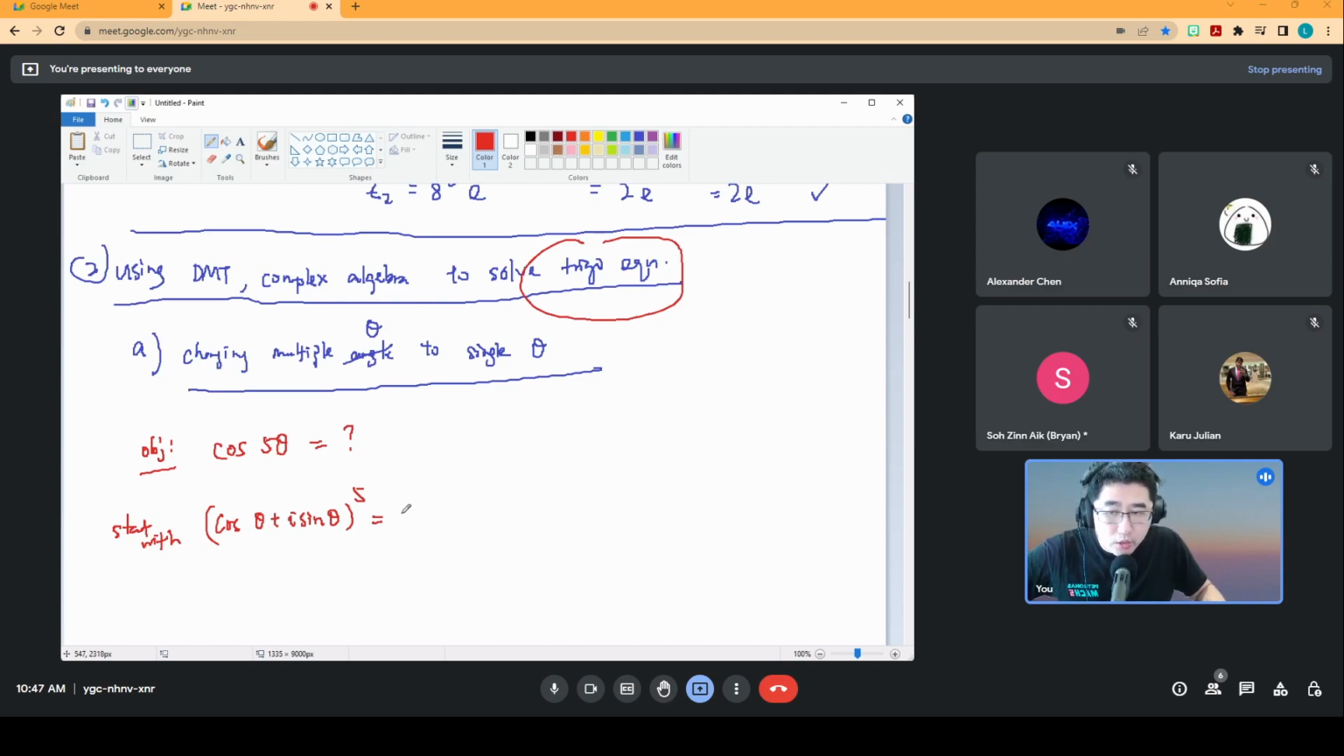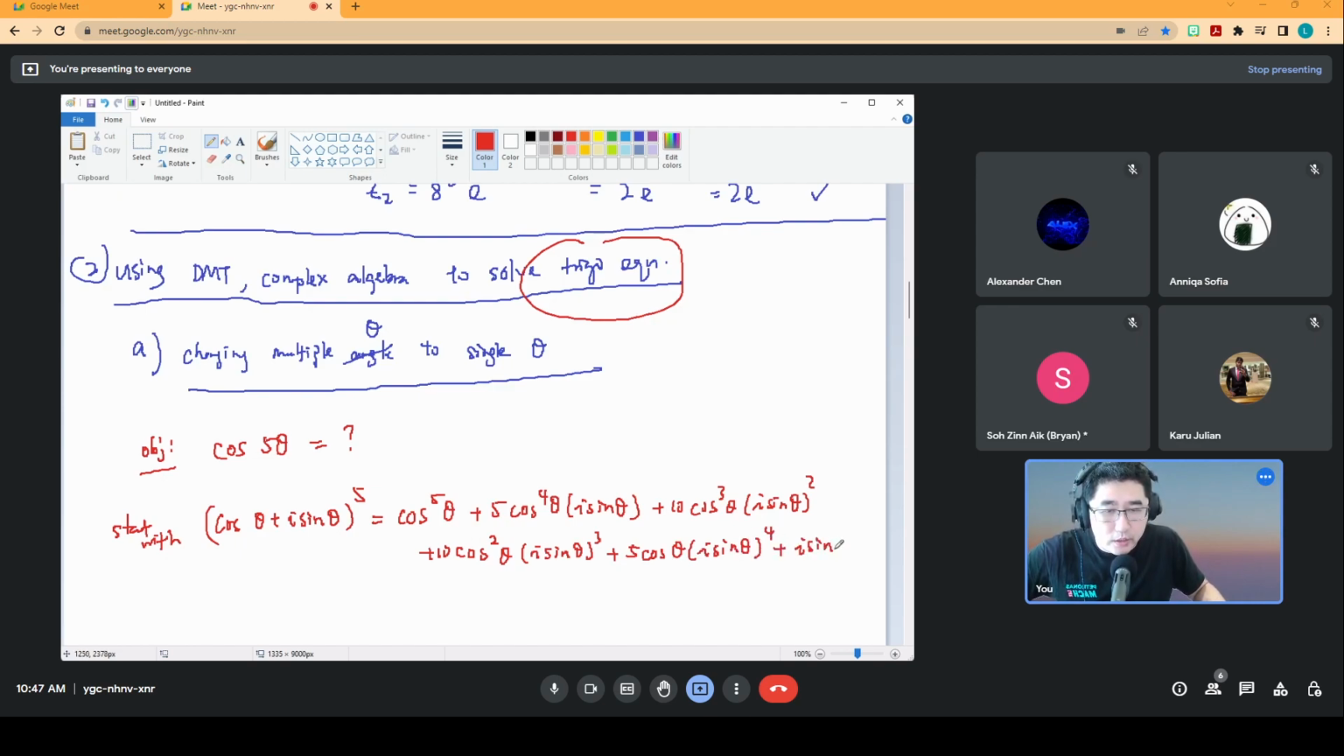cos to the power 5 theta plus 5 of cos 4 theta I sine theta plus 10 of cos 3 theta I sine squared theta plus 10 of cos squared theta I sine cubed theta plus 5 of cos theta I sine theta to the power 4 plus I sine theta to the power 5. Do you agree with the binomial expansion?